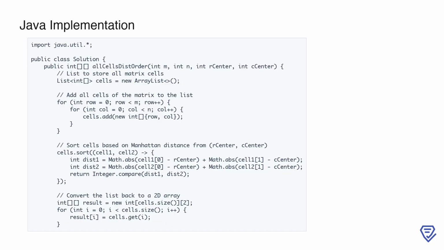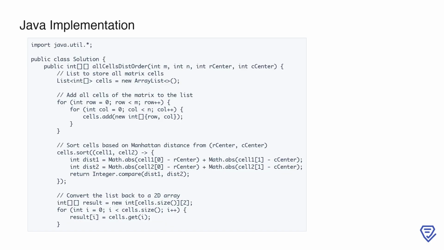Next, we sort this list of cells based on their Manhattan distance from the reference cell. The Manhattan distance is calculated as the absolute difference in rows plus the absolute difference in columns. To achieve this, we use the sort method with a custom comparator. The comparator calculates the distance for two cells and compares them, ensuring that cells closer to the reference point appear earlier in the sorted list.